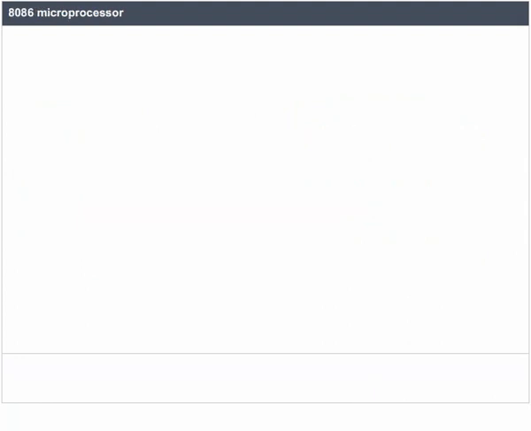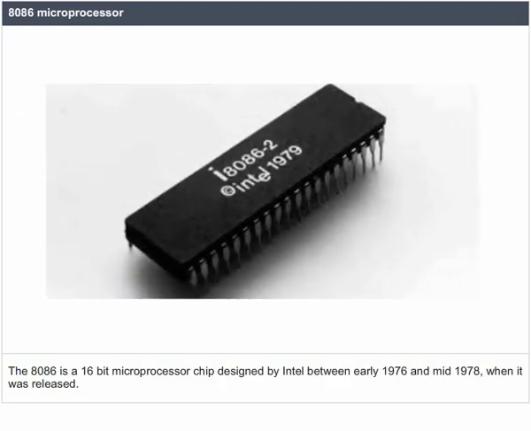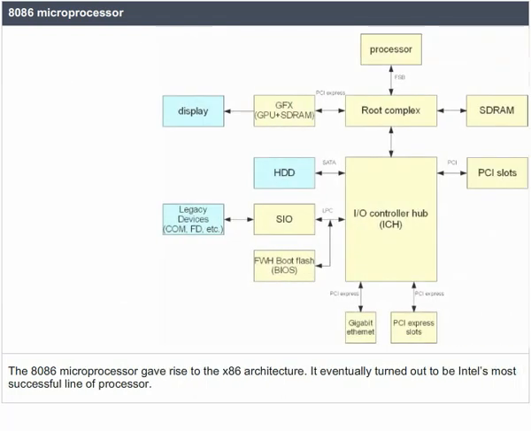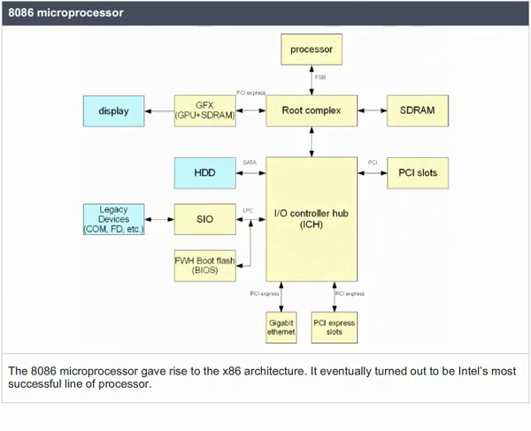8086 microprocessor. The 8086 is a 16-bit microprocessor chip designed by Intel between early 1976 and mid-1978 when it was released. The 8086 microprocessor gave rise to the x86 architecture. It eventually turned out to be Intel's most successful line of processors.